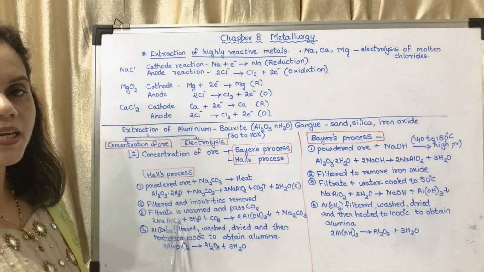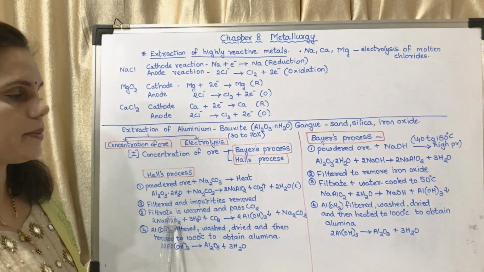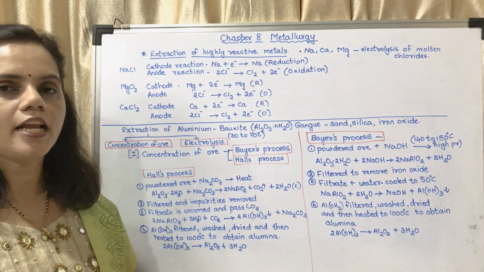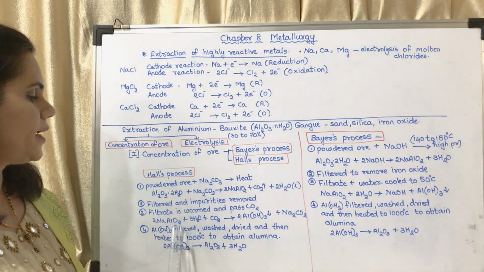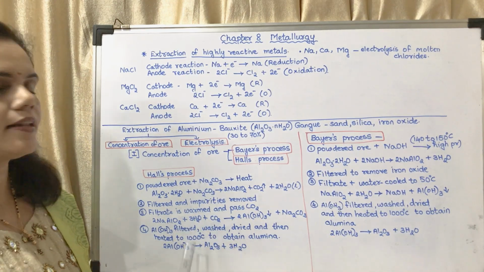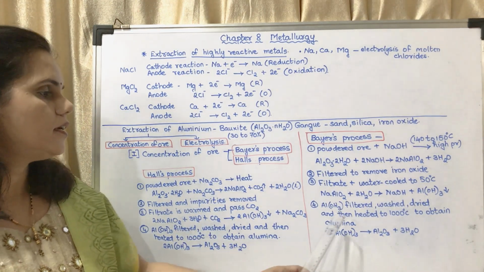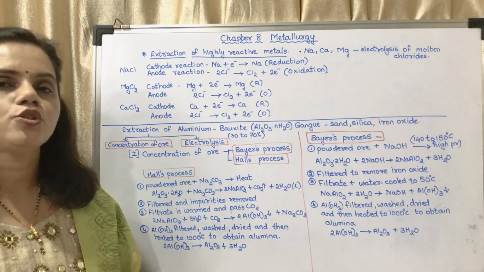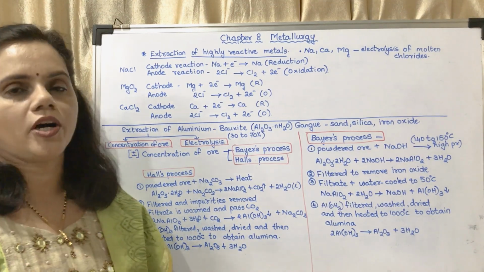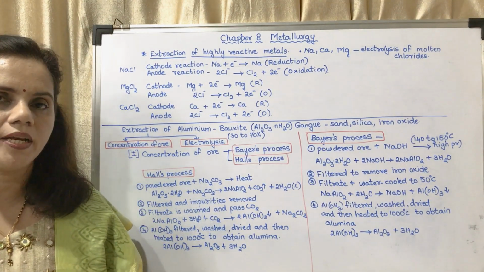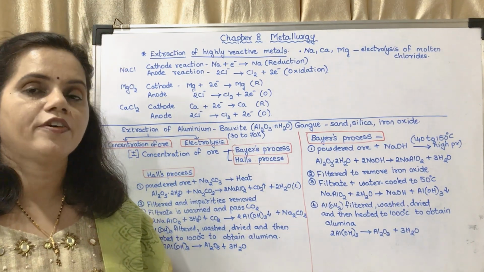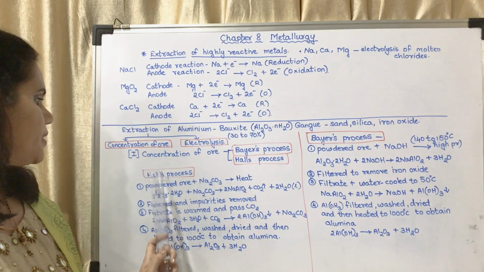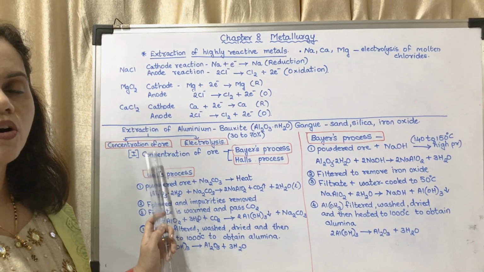In the third step, here also you are getting aluminum hydroxide precipitate. Here also you are getting aluminum hydroxide precipitate. Fourth step, aluminum hydroxide is filtered, washed, dried, and then heated to obtain alumina. Here also the same. So in both cases, the end product is the same, that is alumina. So here we have finished with the first step for extraction of aluminium, that is concentration of ore.